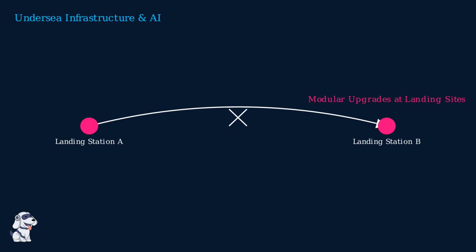By keeping the physical fiber static on the ocean floor, we can boost data capacity without the astronomical cost of replacing the entire undersea line. This flexibility is essential for AI, which demands constant bandwidth increases. Open cables ensure our global network stays ahead of compute requirements.